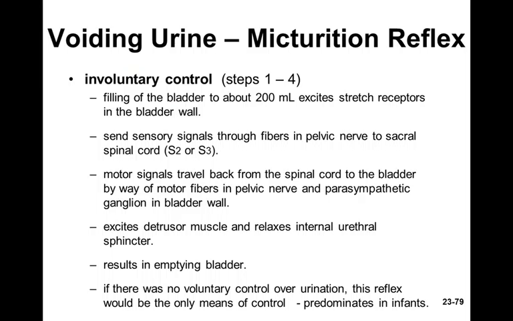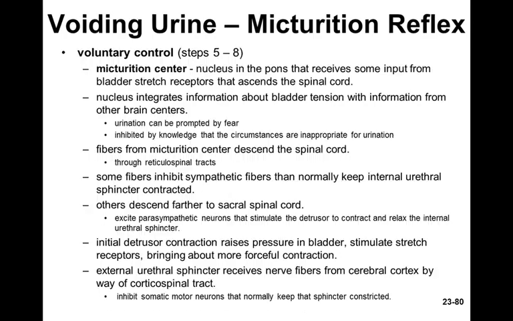Involuntary control is when the bladder fills to about 200 milliliters, and you're going to see it starts exciting the stretch receptors. Motor signals travel from the pelvic nerve to the spinal cord and then to the motor nerves by parasympathetic ganglion. This excites the detrusor muscle and relaxes that internal urethral sphincter, and this results in emptying the bladder. If there was no voluntary control over urination, then reflex would be the only means of control, which is predominant in infants, which is why babies can't control when they urinate.